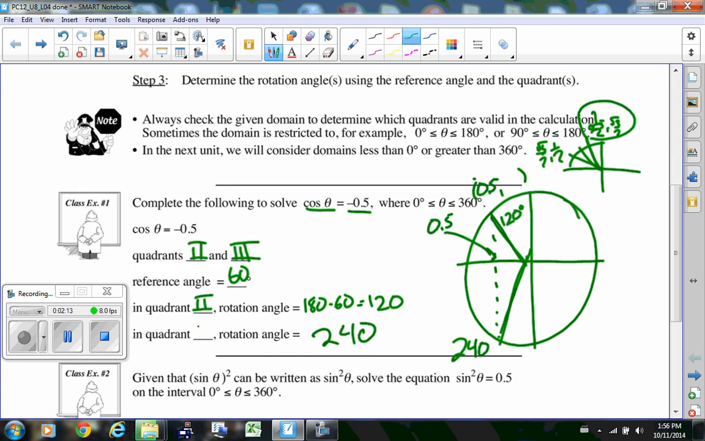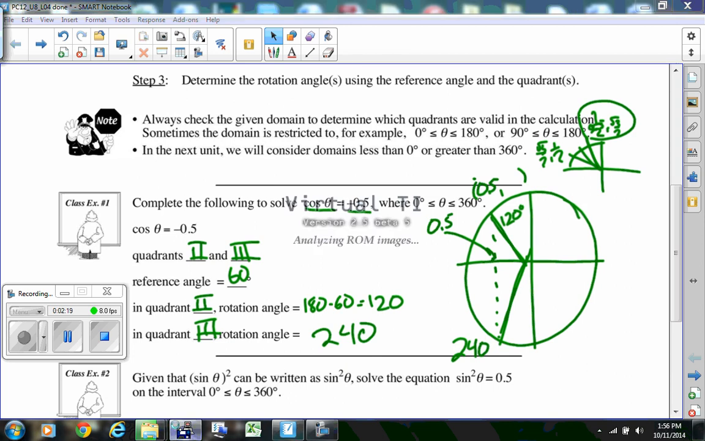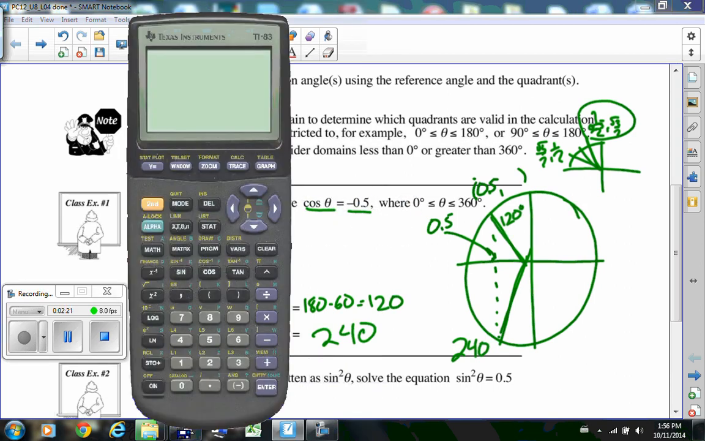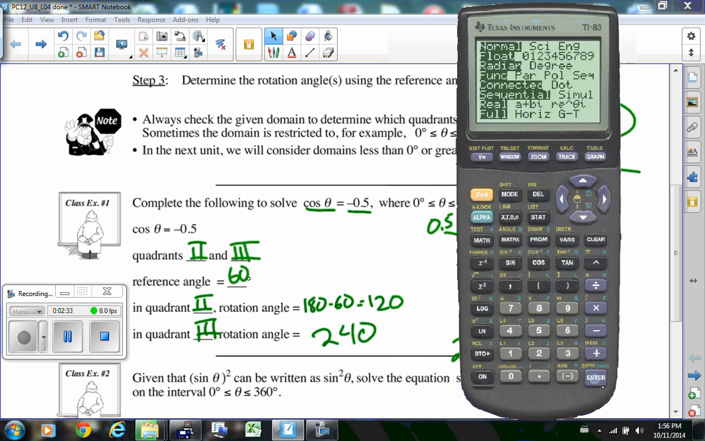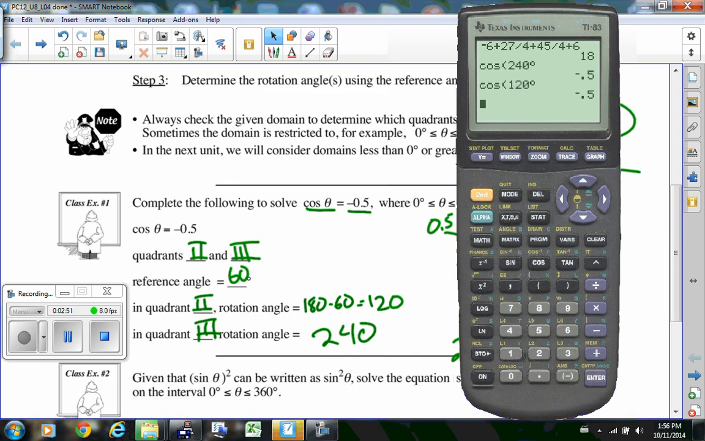Now, it's always handy to check this, so I can pull out my handy-dandy calculator here. And I can say, what is the cosine? Make sure I'm in degrees. What is the cosine of 240 degrees? Oh, look, it's negative 0.5, just like I knew it would be. What about the cosine of 120 degrees? Surprise, I did it right.